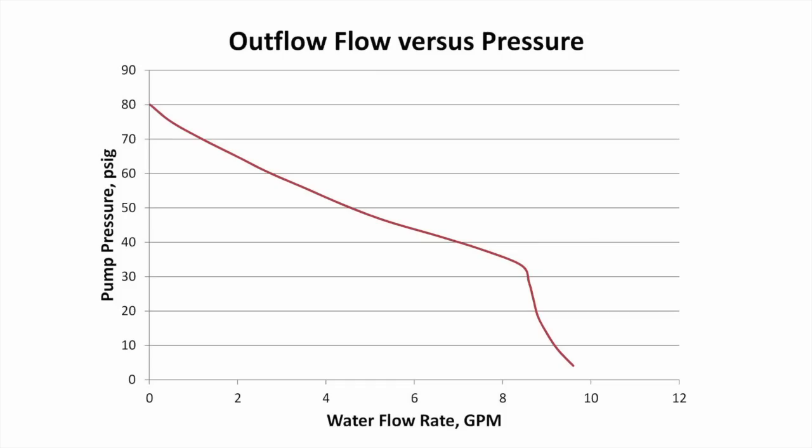All non-positive displacement pumps have a pressure versus flow curve that is very similar to this one. As the pressure decreases on the output of the pump, the flow rate coming out of the pump increases. The relationship of that pressure to flow is shown by this line. For every pressure, there is only one flow rate that the pump operates at. So in this case, 60 psi would provide a flow of almost 3 gallons per minute.